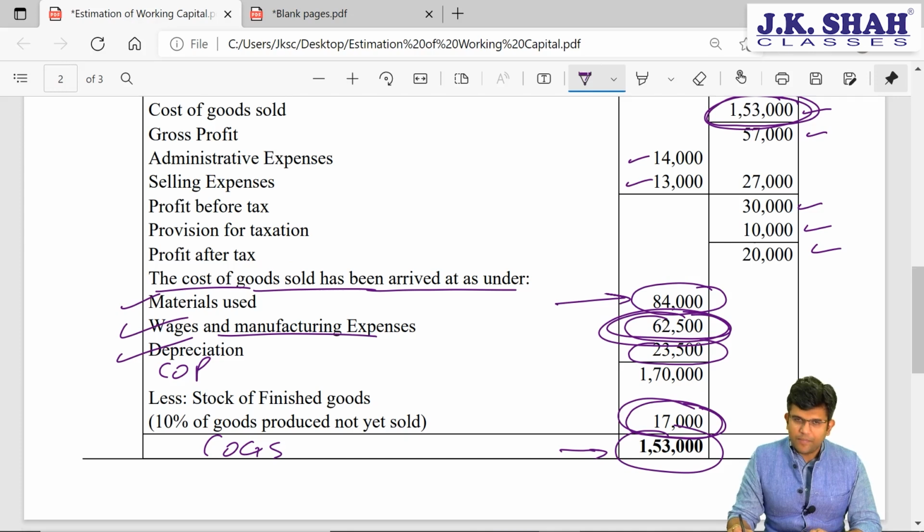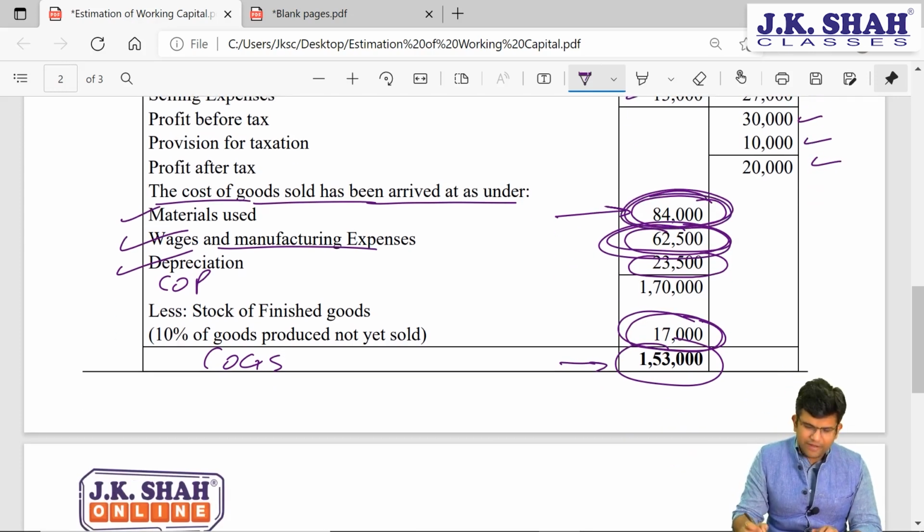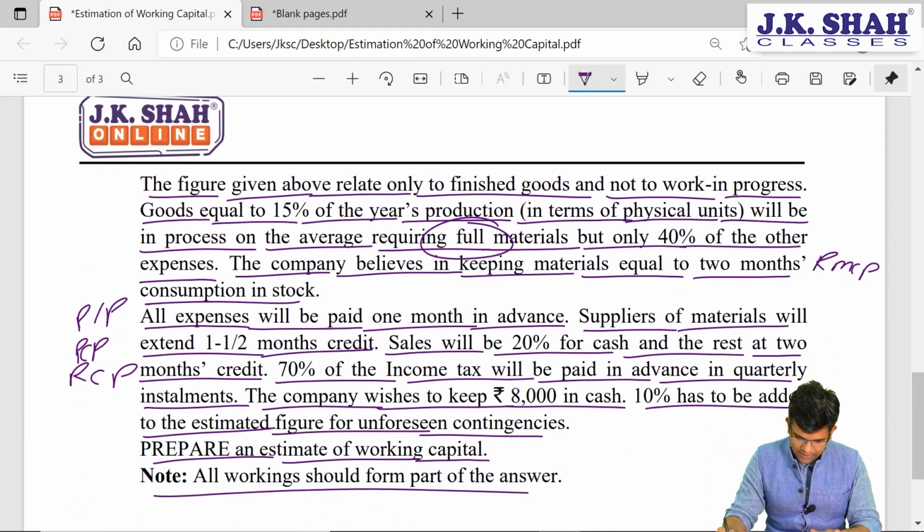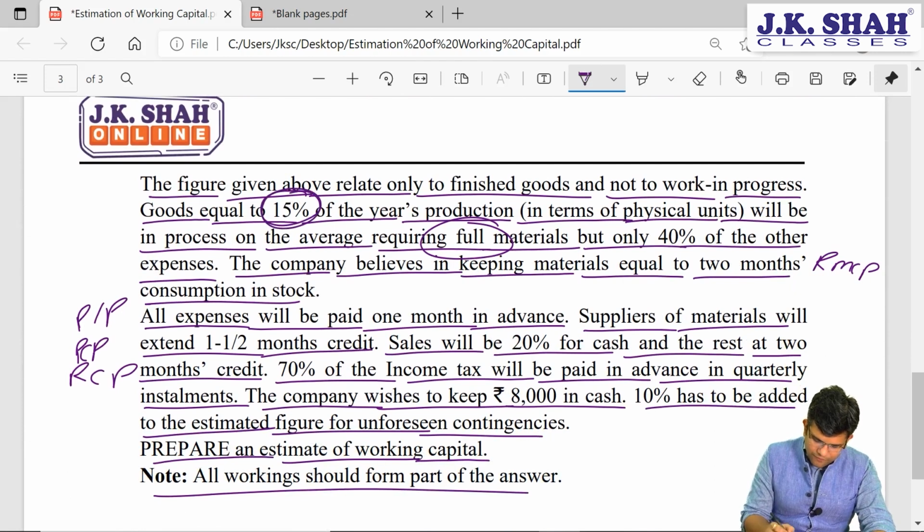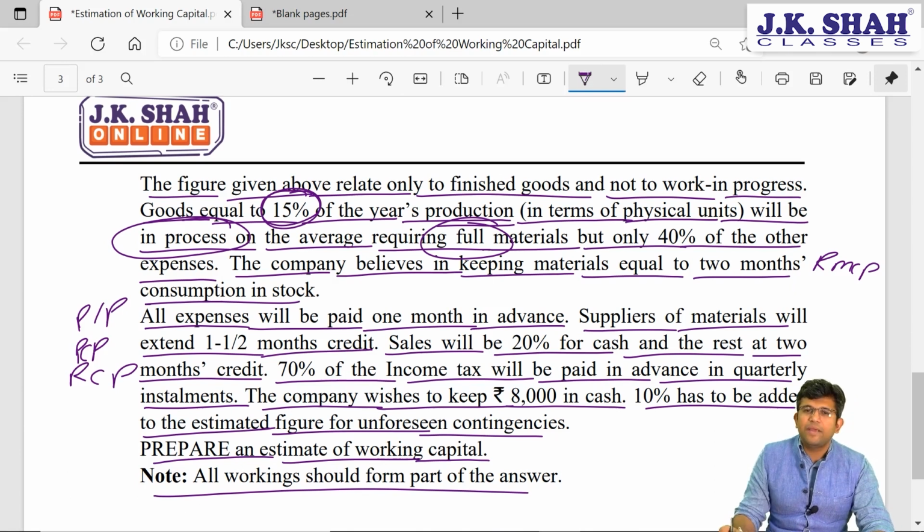Moving on to WIP. Students, as far as WIP is concerned, do you realize if you spend only 84,000 rupees, then only your finished goods will be produced throughout the year. You will not be able to get a closing WIP stock. Since it's a newly formed company, I cannot assume we already have an opening WIP stock. So for ensuring that apart from the finished goods, we also have a closing WIP stock, you will need to spend something extra. Now how much extra? They are saying goods equal to 15% of year's production will be in process. Okay, that means WIP stock will be around 15% of the year's production, and it will require full materials.